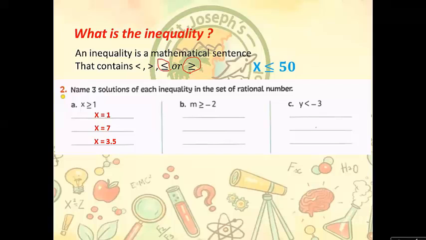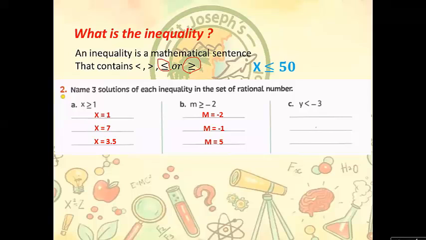Okay, letter B, m bigger than or equal to -2. It means m may be -2 because it's equal or bigger than. And maybe -1 is bigger than -2, 0, 4, 6, 18, 70, 210, any number is correct.